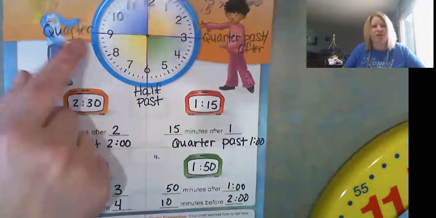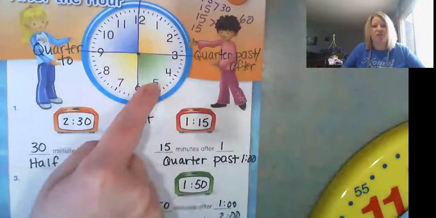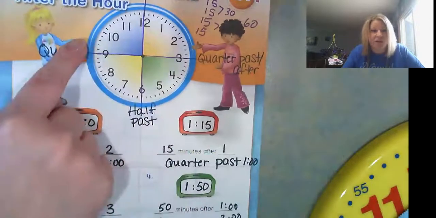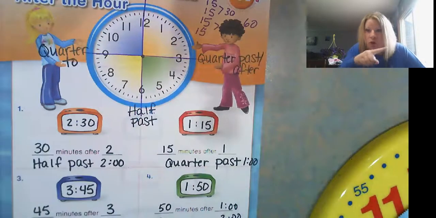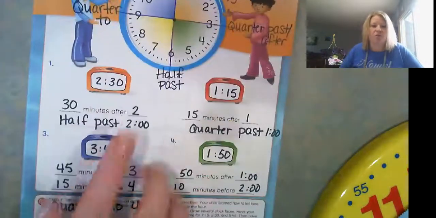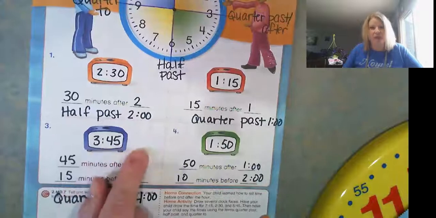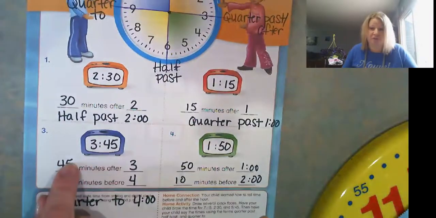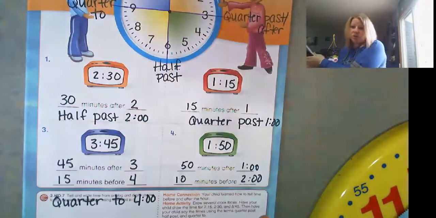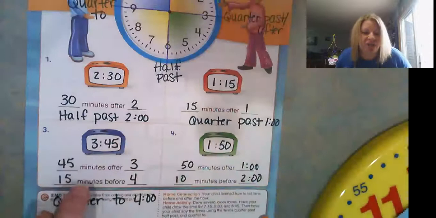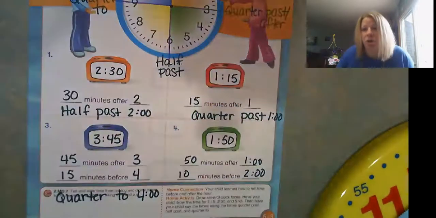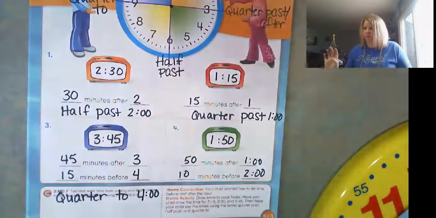Then if we do this one, the 45, 15, 30, 45. At 45, we say quarter to, because now it's almost the next hour. So on this clock, I wrote 3:45, which is 45 minutes after 3. But now since we're super close to the next hour, we say it's 15 minutes before 4 or quarter to 4. It's quarter to 4.